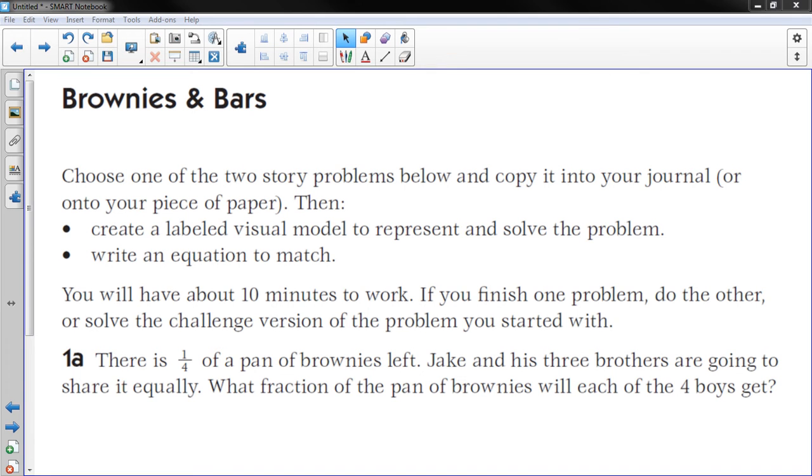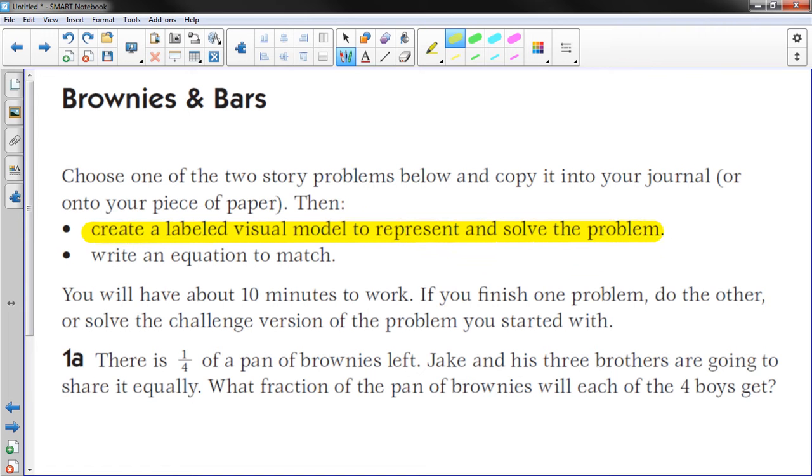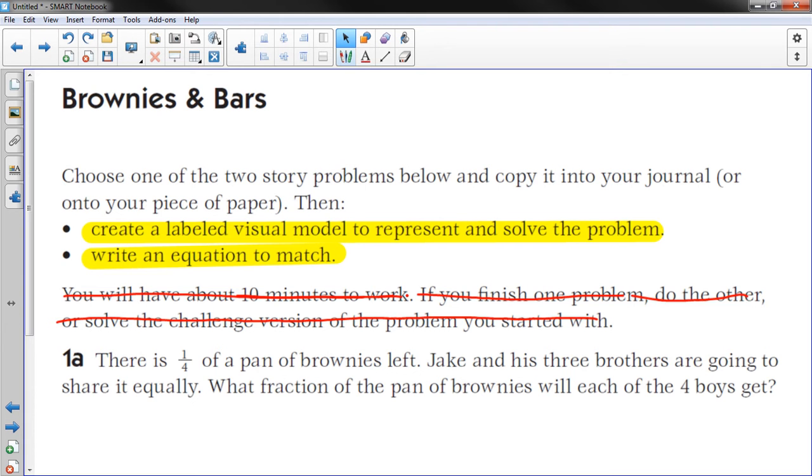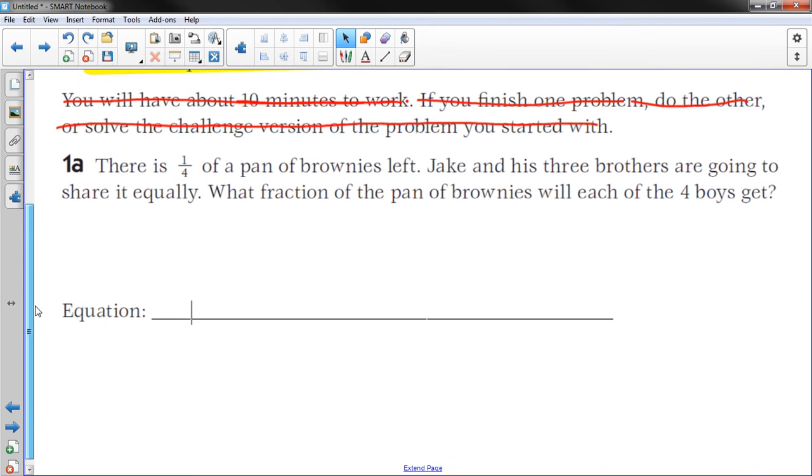And what I really want you to focus on is to create a labeled visual model to represent and solve the problem, and write an equation to match. I'm not concerned with this whole 10 minutes to work thing, so don't worry about that. I just want you to try to solve all these problems. I believe I'll be able to get through all of them in this video.